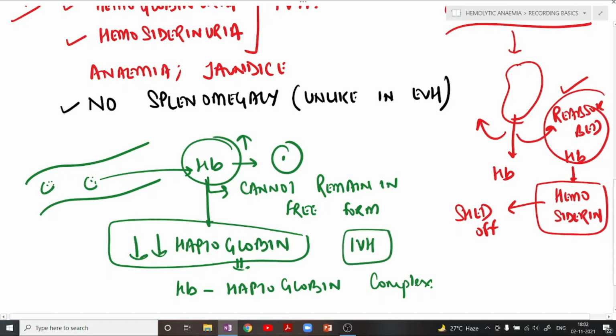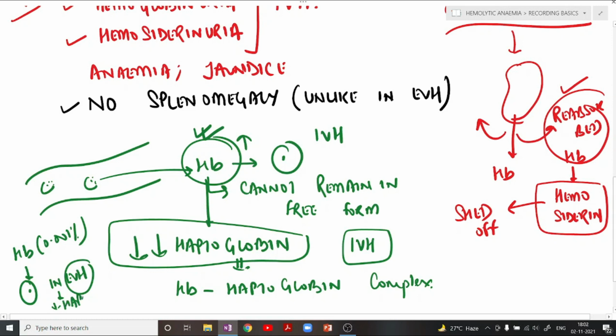Now having said that, I will say one important thing. Mainly hemoglobin is released in the circulation only in case of IVH, but you also have to understand that some amount of hemoglobin, very little, around 0.001%, is released into the circulation in case of extravascular hemolysis as well, because of which some amount of haptoglobin is also utilized in case of EVH. So there is a fall in the level of haptoglobin also in case of EVH, but not to the extent that is seen in case of IVH.